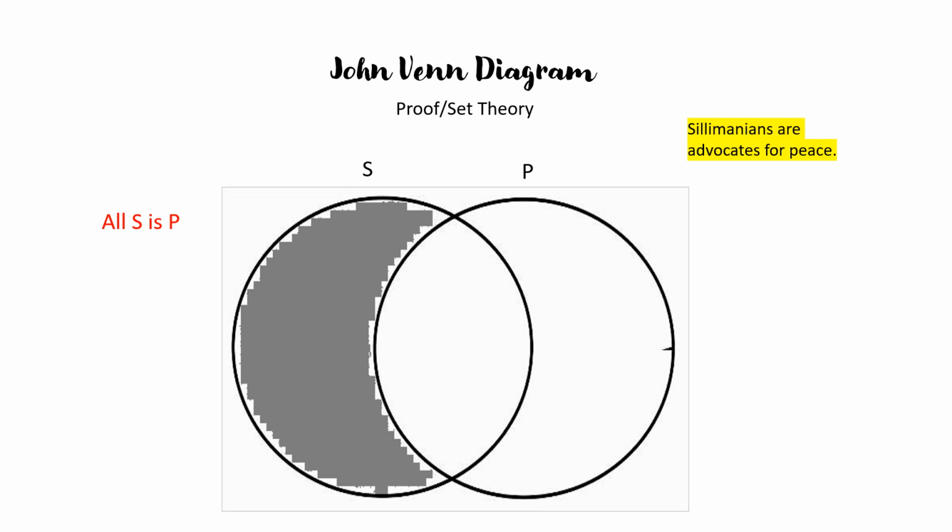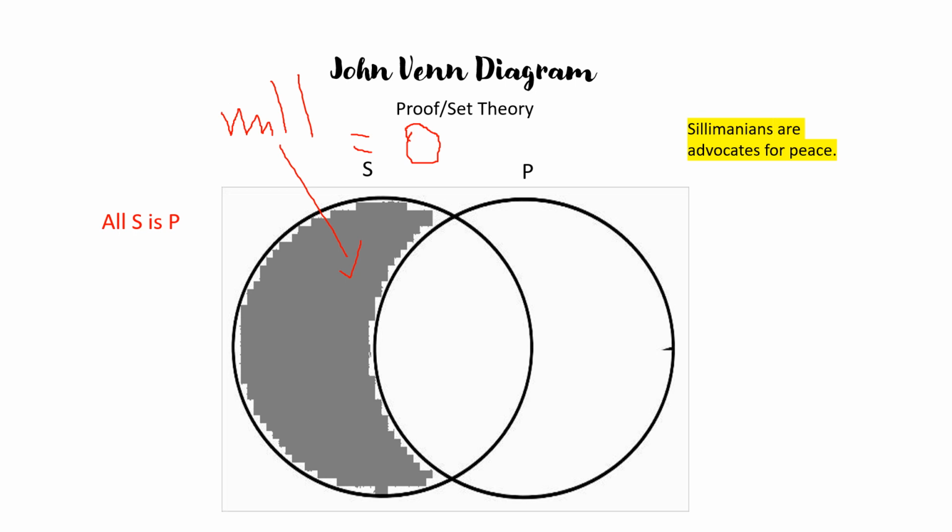So, all S is P: all Suleimanians are advocates for peace, right? So, the Venn diagram. By the way, the shaded area means null or zero membership, right? So it means zero. There are no members here. Remember that.